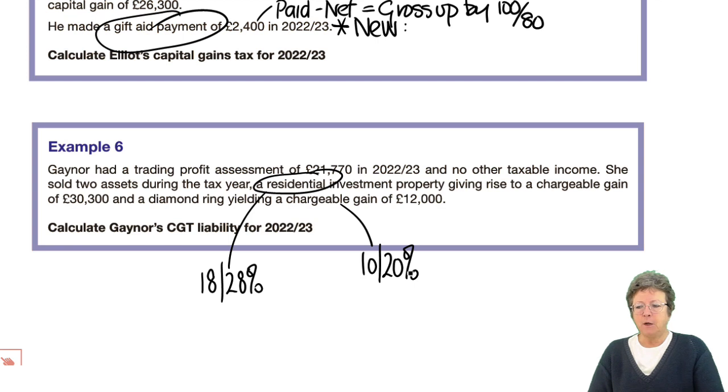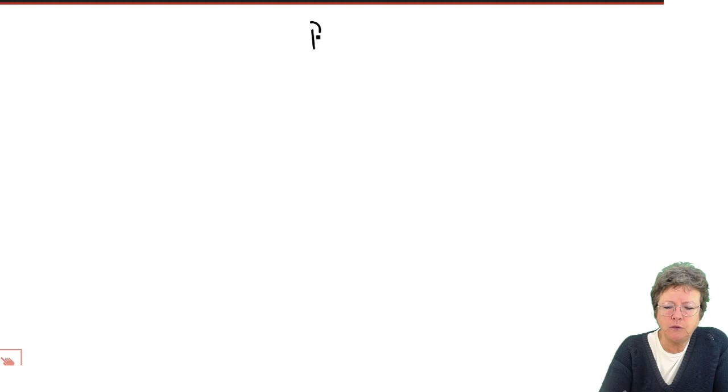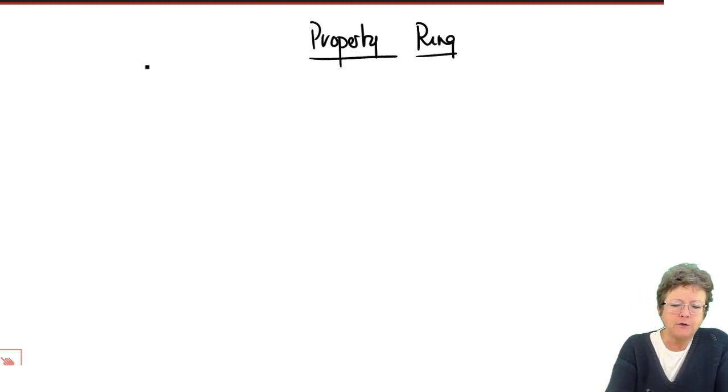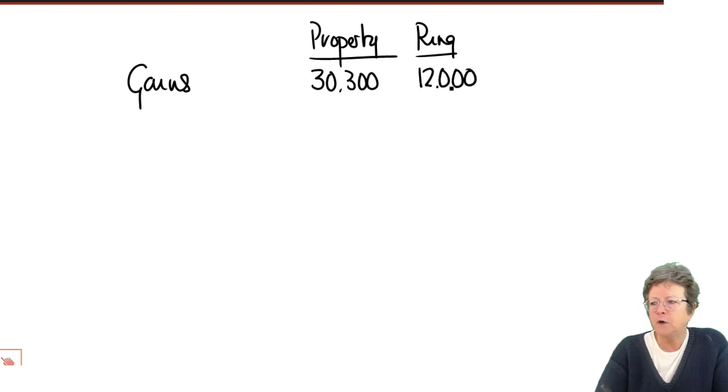Now, we also need to work out how much of her basic rate band she's got left. Same process as before. So let's have a go at this. We're going to do this one together because I want to show you how it works. So we're going to have 2 headings because these 2 are taxed at different rates. And I said to you, if that's the case, you'll need 2 headings. So the gains, these are from the question: 30,300 on the property and 12,000 on the ring.